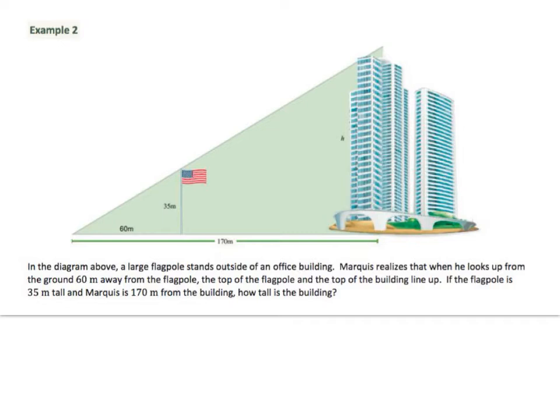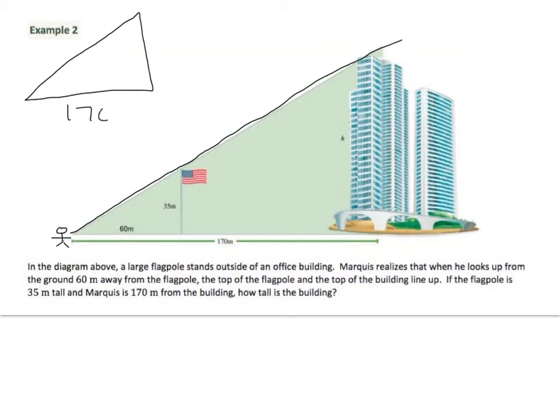And again, this is where we have a few assumptions here. Marquis is at ground level, which I know isn't completely possible, but that's what we're looking at. He's lying on the ground, looking up, and the top of the flagpole lines up with the top of the building. He is standing 170 meters away from the building, so we have our big triangle, but we don't know how tall the building is, and then we have our small triangle, which is 60 meters away from Marquis and 35 meters tall.